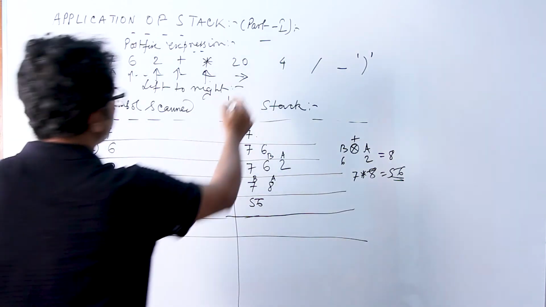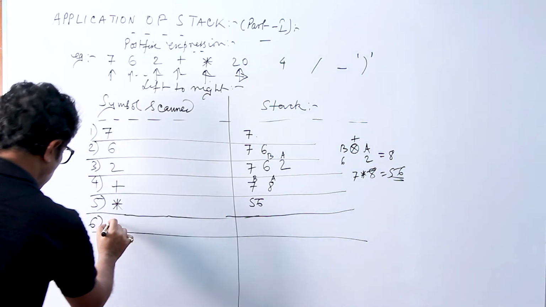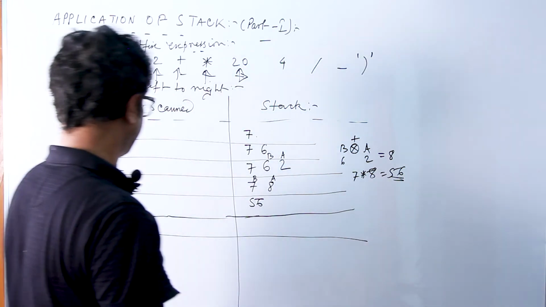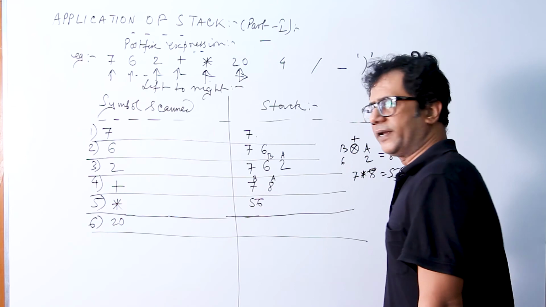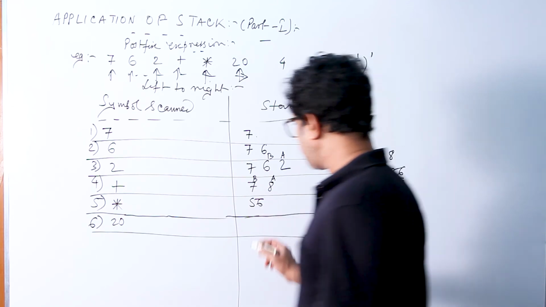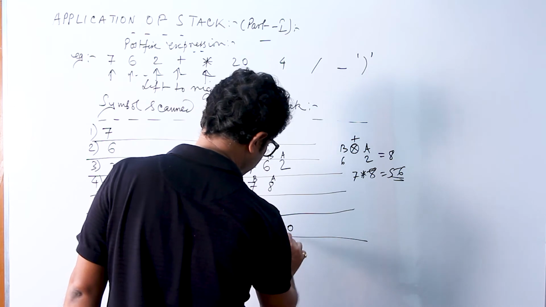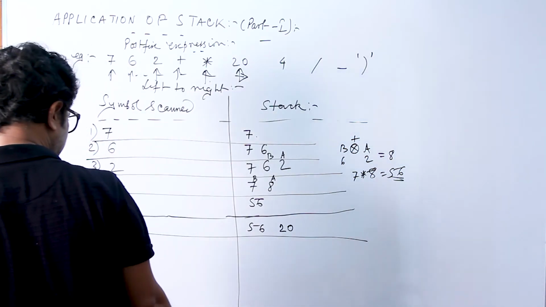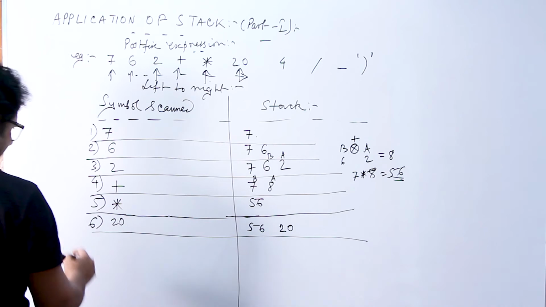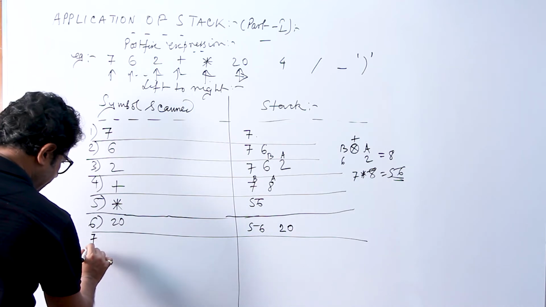We encounter 20. What is 20? 20 is an operand. So we will just push 20 directly onto the stack and the top element of the stack will become 20. After 56, it is 20. On the top of 56, there will be 20.